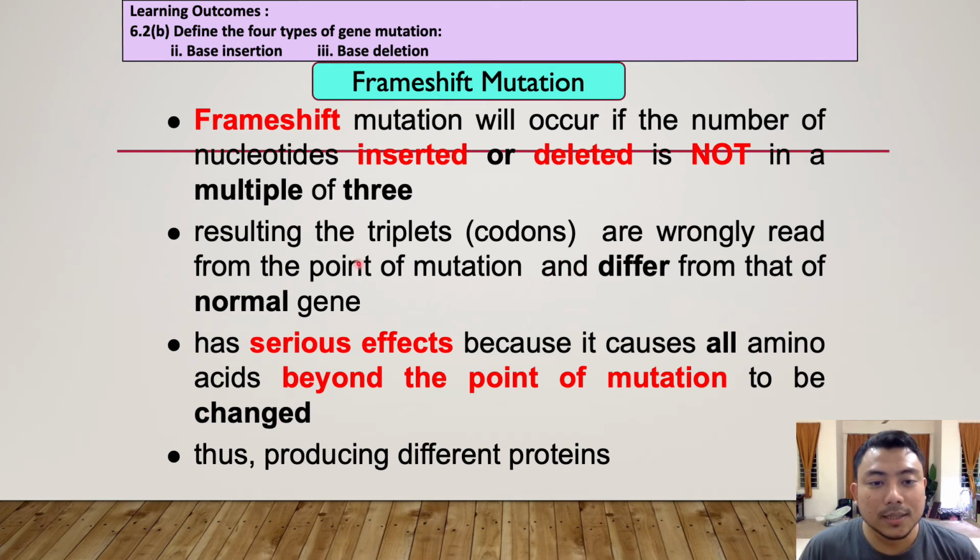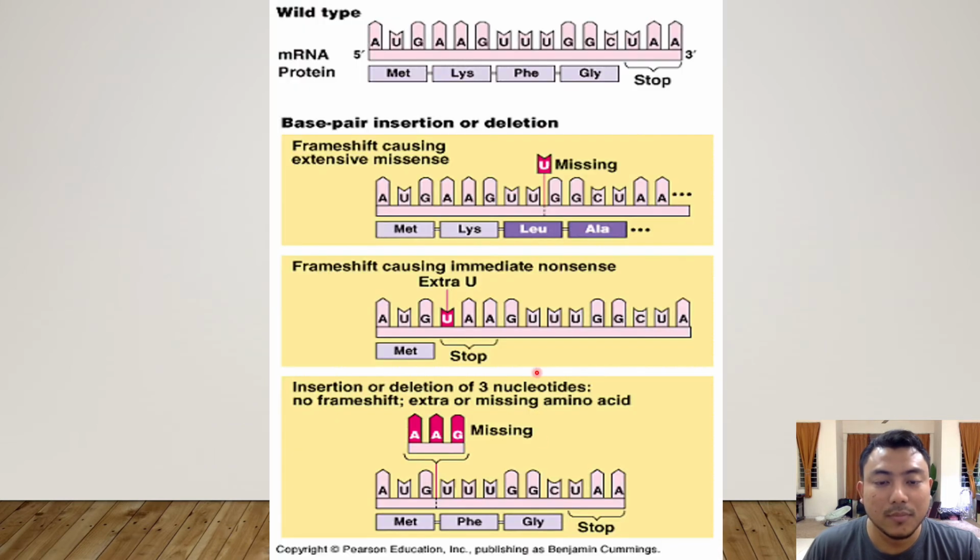Resulting the triplet codons are wrongly read from the point of mutation and differ from that of the normal gene. This has a very serious effect because it causes all amino acids beyond or after the point of mutation to be changed, and this produces different proteins. So this diagram will show you what is the effect of frame shift mutation.